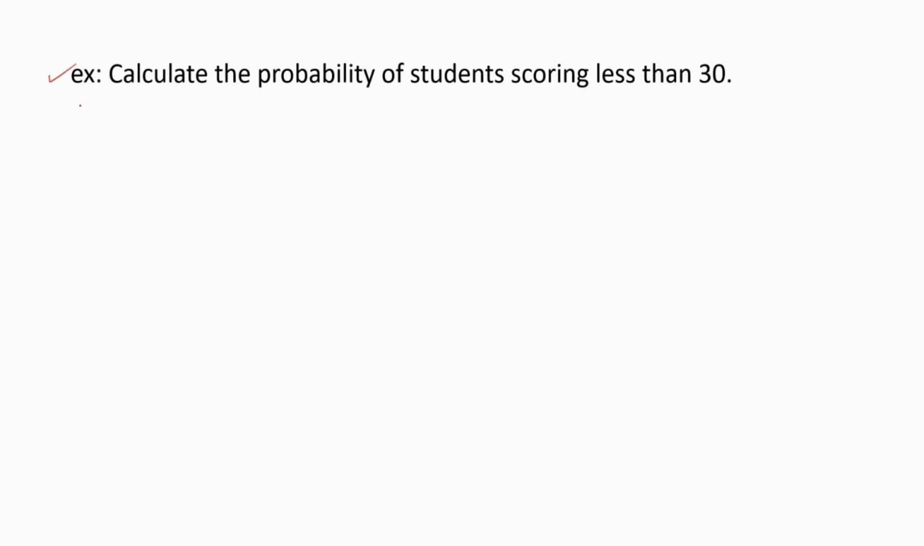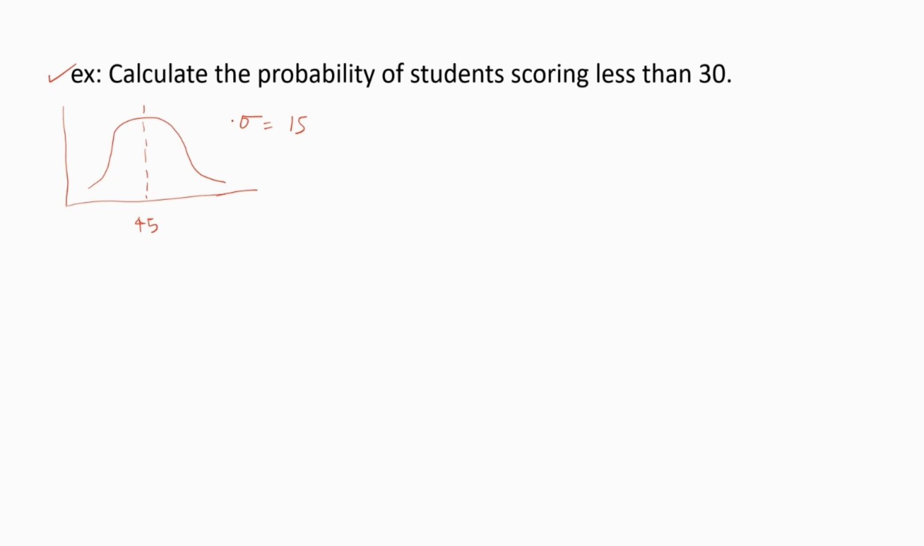Calculate the probability of students scoring less than 30. First, let's draw the bell curve. This is the bell curve. So this is the mean. Mean was given 45. Sigma is given 15.